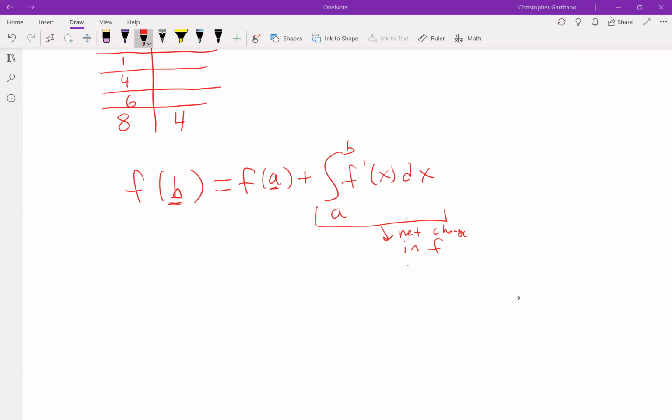The net change in f from x equals a to x equals b.